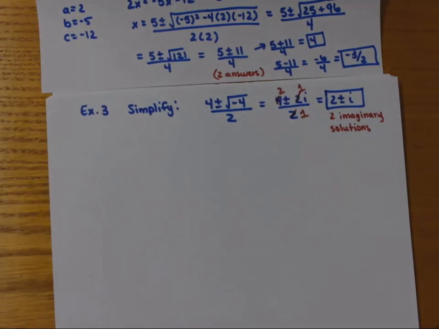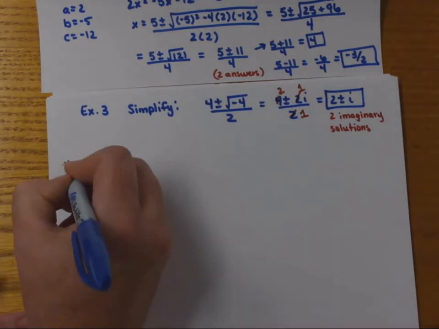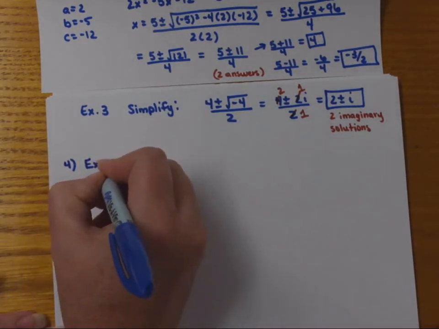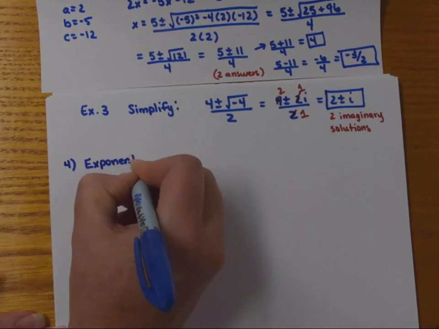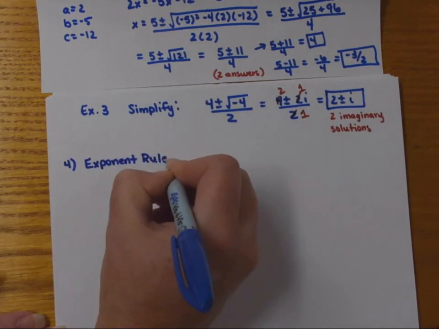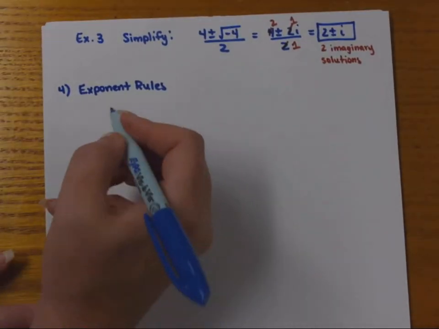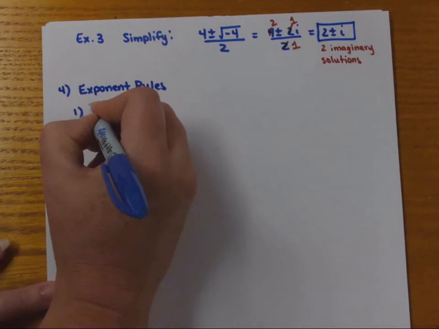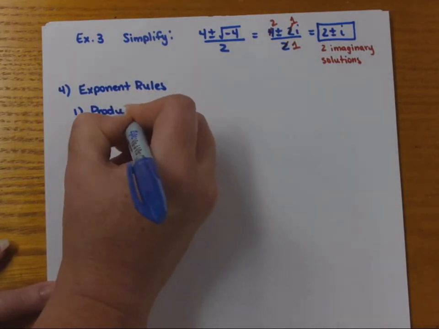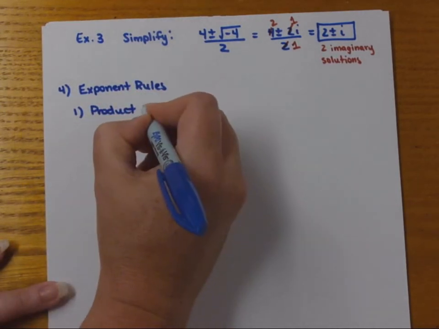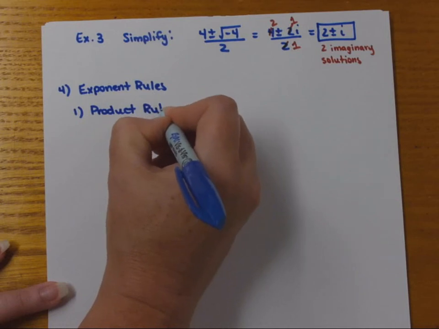All right, so the fourth and final main topic that I want to cover from the competency exam, and then the rest you just need to see if you can look up on your own. I'm just hitting the highlights of things that I know we're going to be using. We have some exponent rules. The first one is called the product rule.